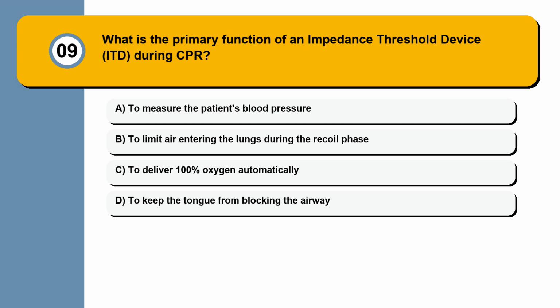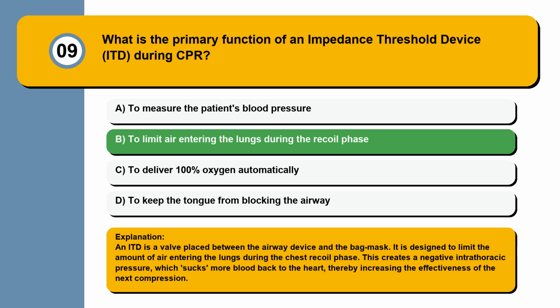Question 9. What is the primary function of an impedance threshold device, ITD, during CPR? To measure the patient's blood pressure, to limit air entering the lungs during the recoil phase, to deliver 100% oxygen automatically, to keep the tongue from blocking the airway.